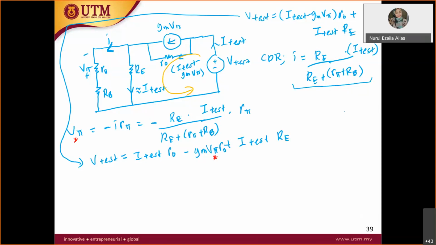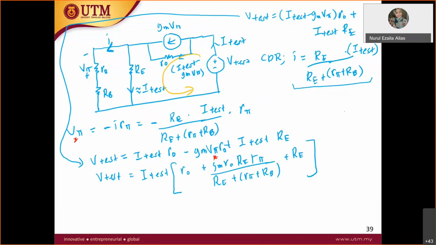Finally, if you simplify the equation, you will get V test is equal to the I test, big bracket. So you have R naught here plus gm R naught RE R pi over RE plus R pi plus RB, plus RE. Okay, so you get that.